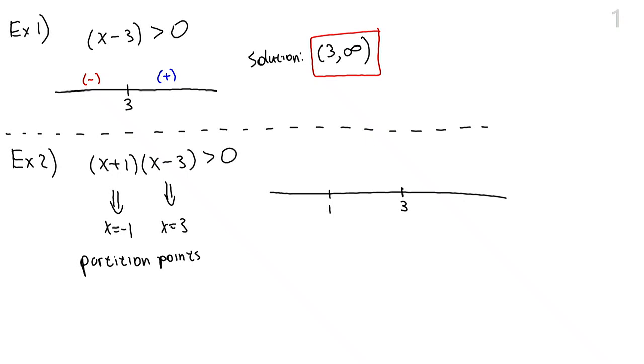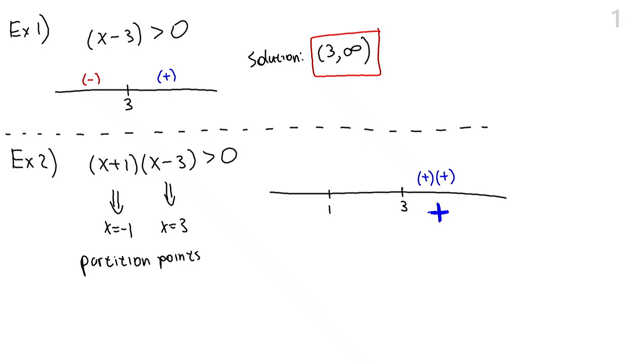So if we plug in something that's greater than 3, we can take a test point, or we can just think in general: if something is greater than 3, then x plus 1 is definitely going to be positive, and x minus 3 is also definitely going to be positive. And so everything that's greater than 3 is going to be positive.